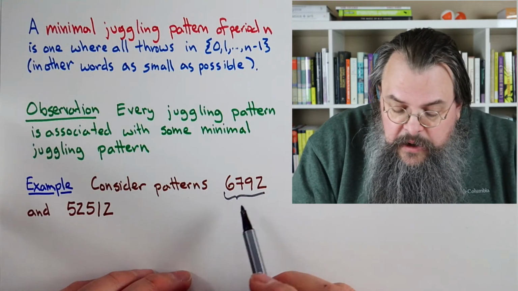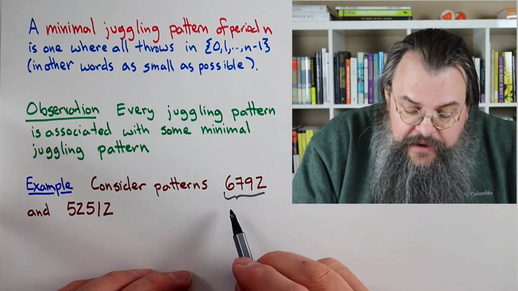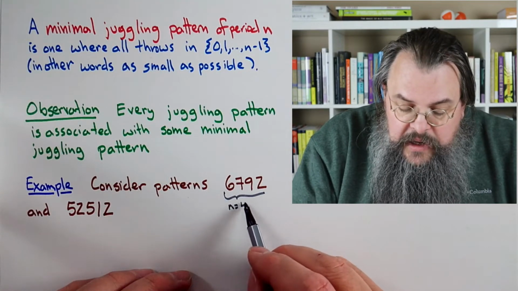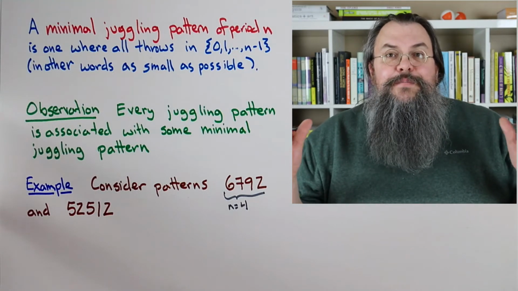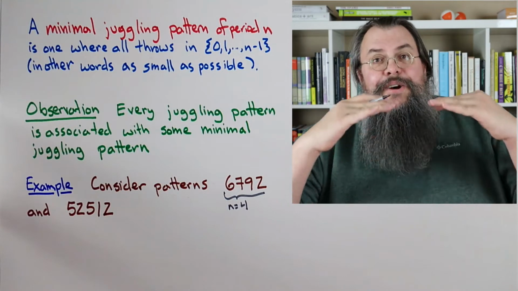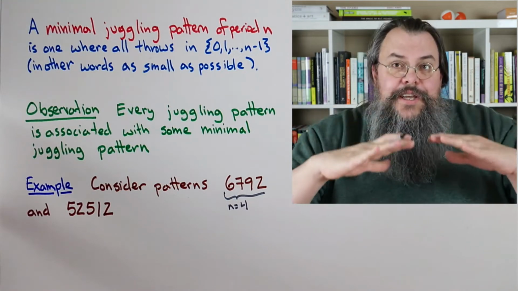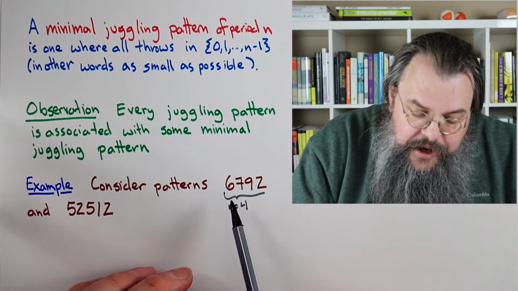Well, here we have period 4 because there are 4 throws. So this would have n equals 4. Now, is this minimal? And the answer is, well, no, because we have throws that are above 4. So what do we do? Well, we start bringing those throws down. They need to go down. So let's just think about it.